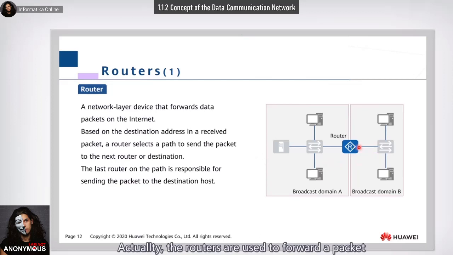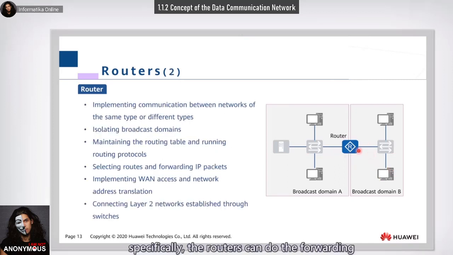Routers are used to forward a packet from one subnet to another subnet. The routers will look at the destination address, select the best path, and then transmit the packet to the destination. The last router will finally transmit the packet to the destination host. Specifically, the routers can do the forwarding. For example, they can maintain the routing table and run some routing protocols. By running these protocols, they can select the correct route and forward the IP packets. Also, the routers can isolate one subnet from another subnet.